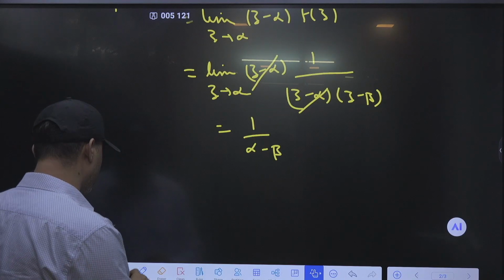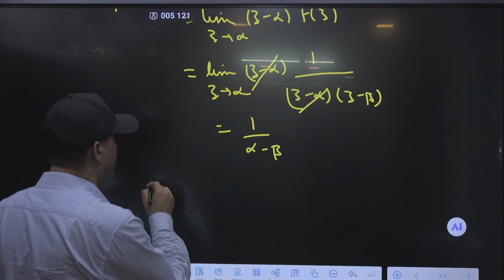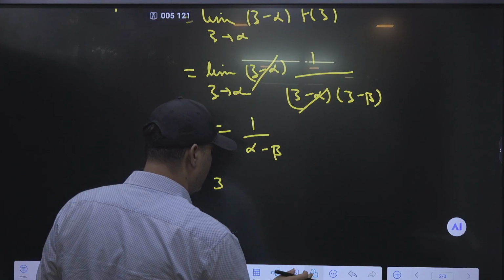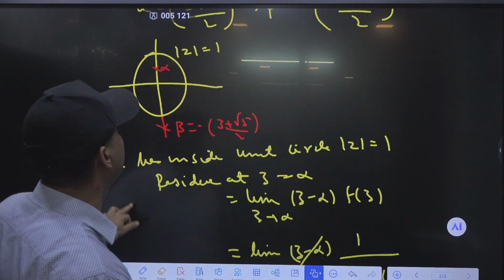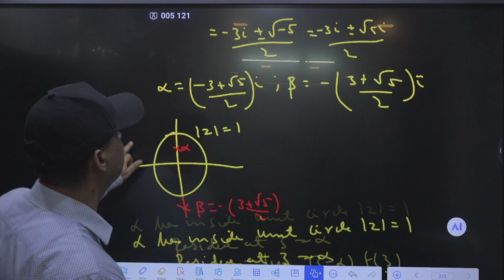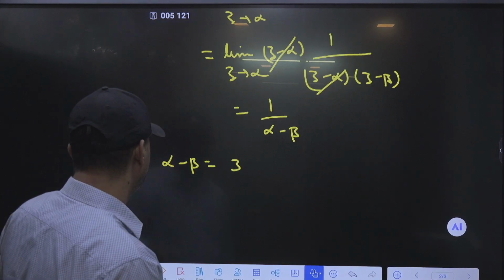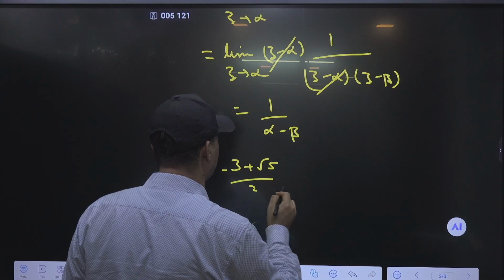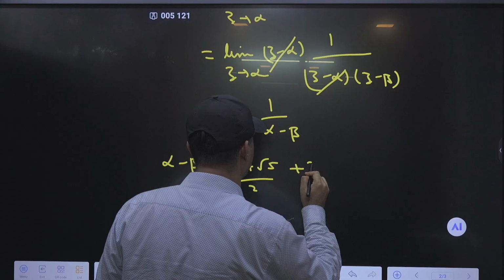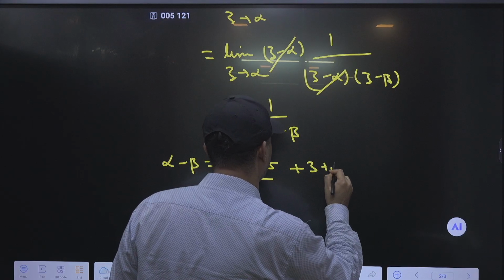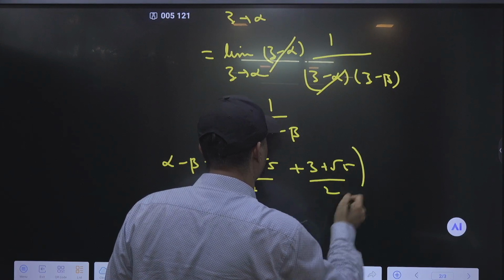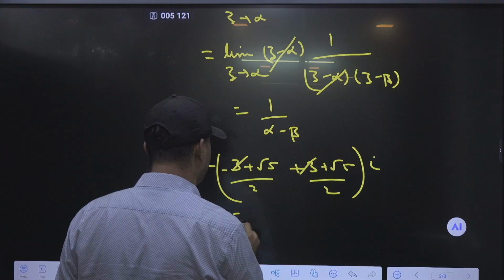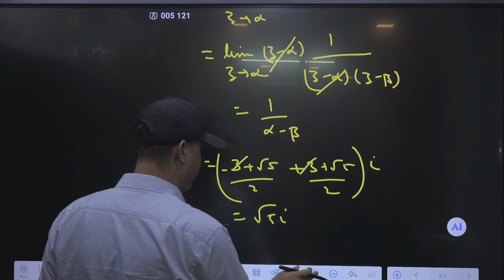Now by the residue theorem, I also need to know alpha minus beta. If you see, what is the value of alpha? It is minus 3 plus root 5 i by 2, and beta is minus 3 minus root 5 i by 2. So minus minus plus, the 3 and the 3 get cancelled, and it is root 5 i.